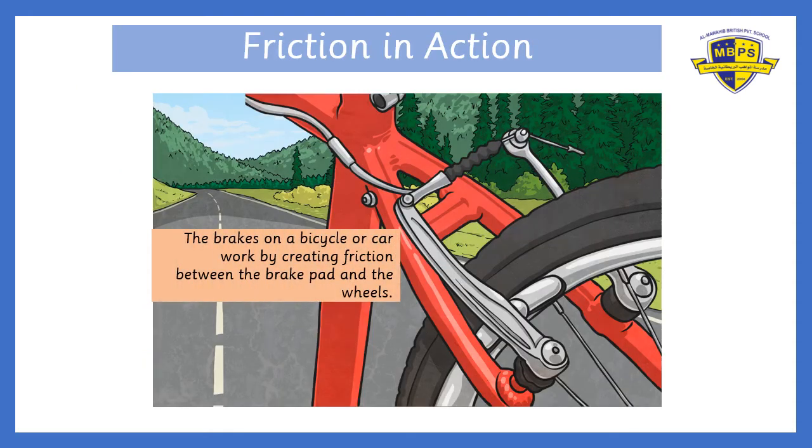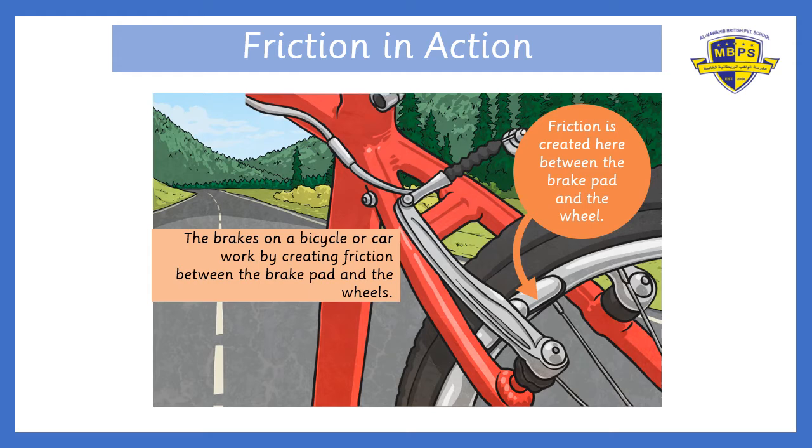Another example of friction in action is when you are applying brakes on a bicycle or a car. The brakes are applied by creating friction between the brake pad and the wheels. Now you can see I'm showing you a small picture of a bicycle. Where does the friction happen? It's created here between the brake pads and the wheel.